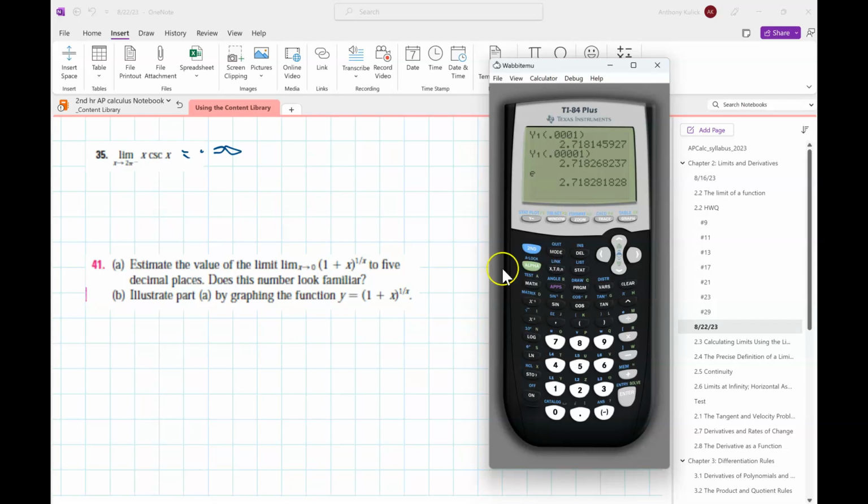And graphing this thing, as x approaches 0, it should be at the same value there. So if I look at this value here, if I zoom in on that, that's right around 2.7 or whatever.